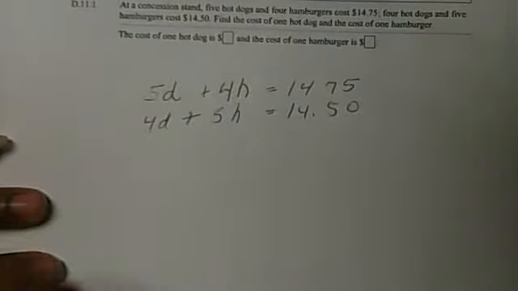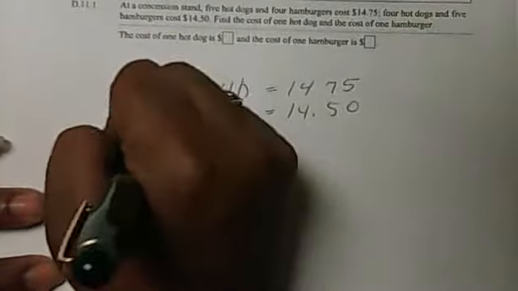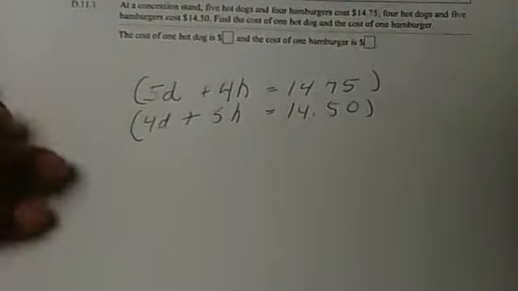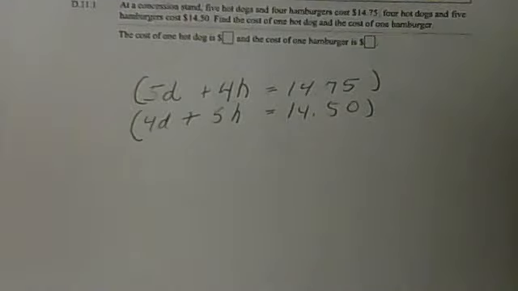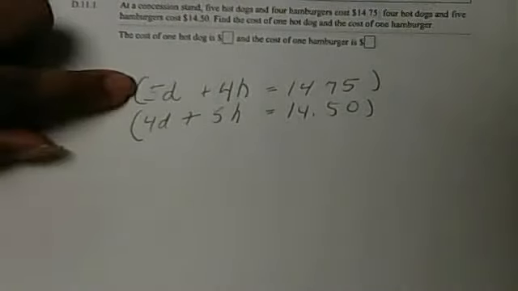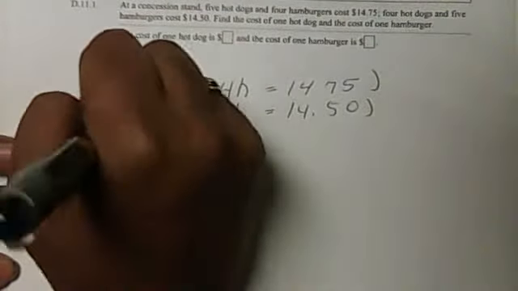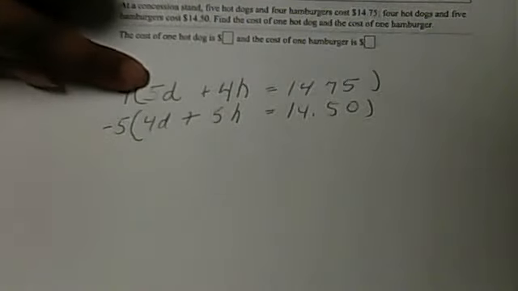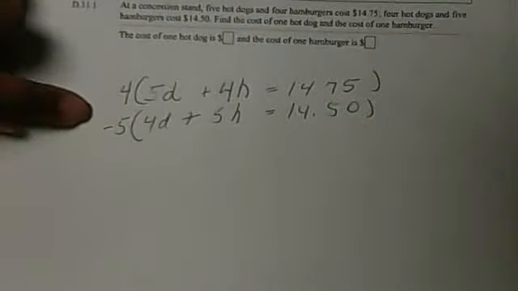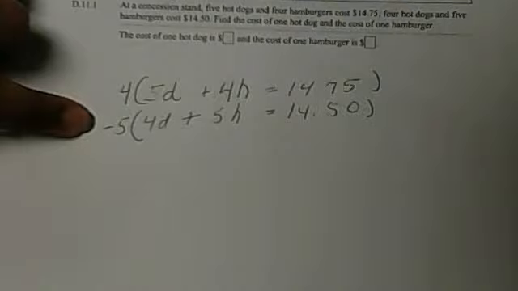So I'm deciding to eliminate the D, so I'm going to multiply. I'm eliminating the D. So I don't have anything that's in common, so I have to make them in common. So I need 1 positive and 1 negative. So I'm going to multiply the top by 4 and the bottom by -5.